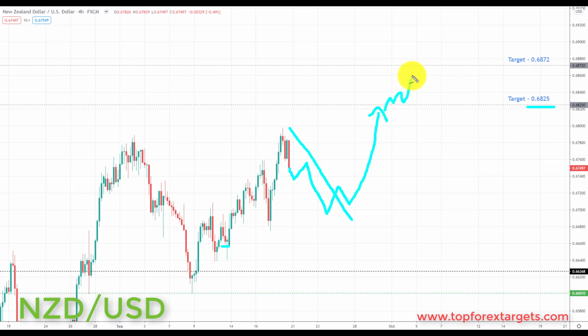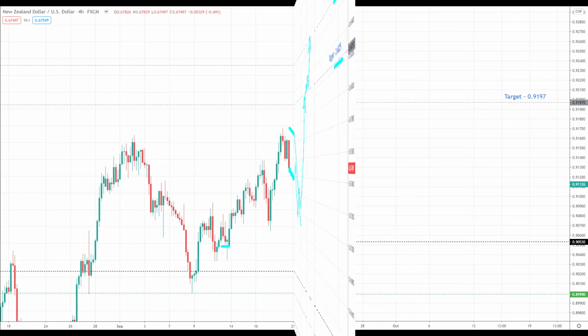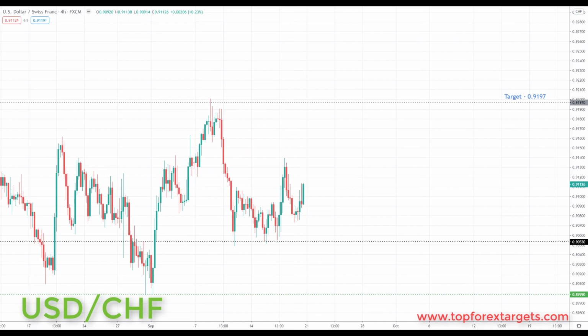And if we can get a breakthrough here, we're going to be looking up towards the next key area of resistance to the upside and target 2 at the 0.6872. So the next market we're going to look at is US dollar Swiss franc.